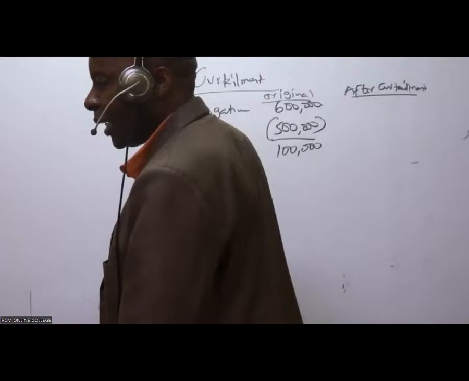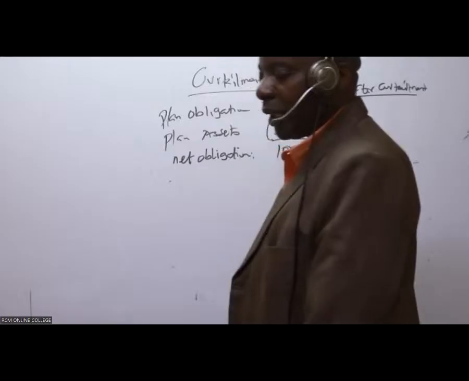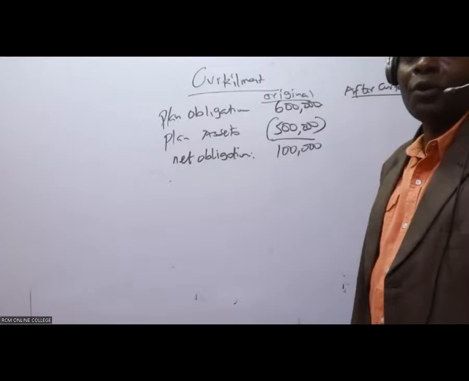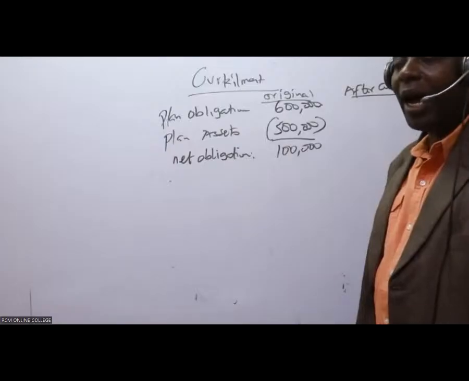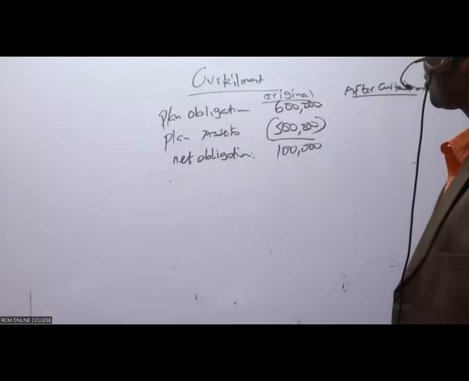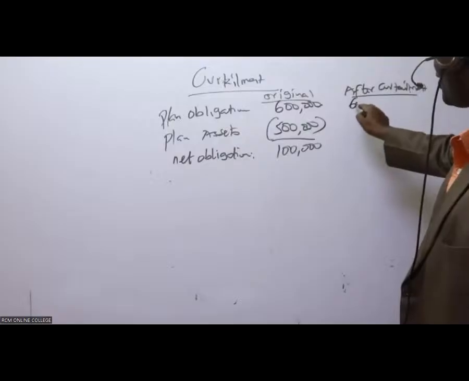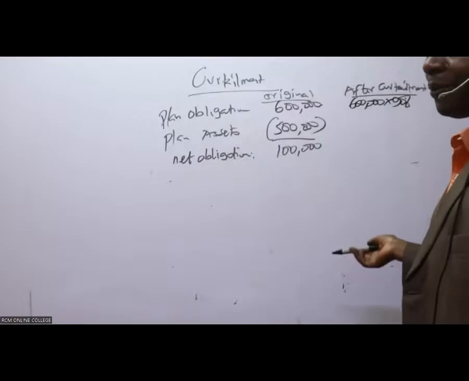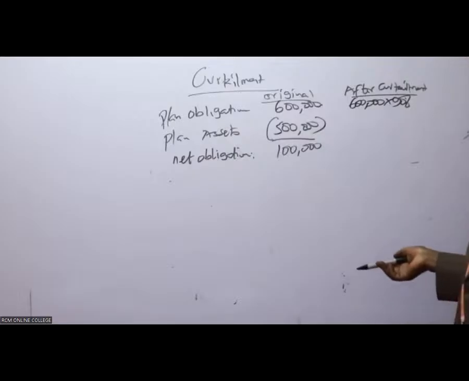Great. Once we call out for curtailment, we are told the obligation will go down by 10%. So can you kindly give me the obligation after curtailment? It will be 600,000 times 90%, because we see a 10% reduction. So then this will give me what, ladies and gentlemen, here?